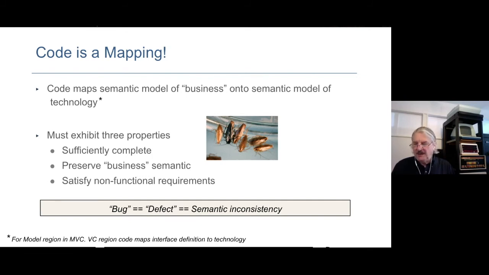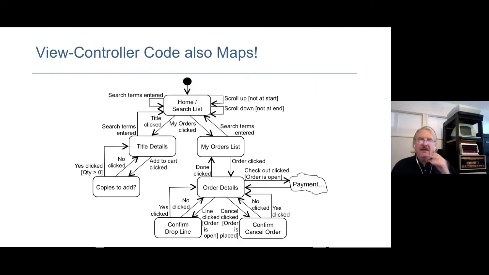Now, if you're familiar with the idea of model view controller as an architectural style, then this talks about what happens in the model region. But view controller code is actually also mapping. And so the user interface, if this is the policies and processes for how my user interface is supposed to proceed, when the user clicks this button, we expect this. When the user clicks that button, we expect that, et cetera, the user interface code is, again, implementing these abstract policies and processes of the user interface. So it just turns out that in one case, the code is mapping from a semantic model, and in the other case, it's mapping from a user interface definition.